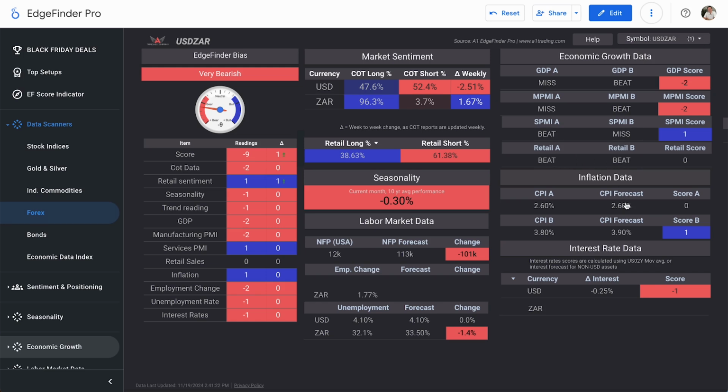Inflation data in the US, we see it was forecasted at 2.6%, and that's how it came out. But in South Africa, we actually saw it tick a little bit lower, forecasted at 3.9%, but came out at 3.8%.